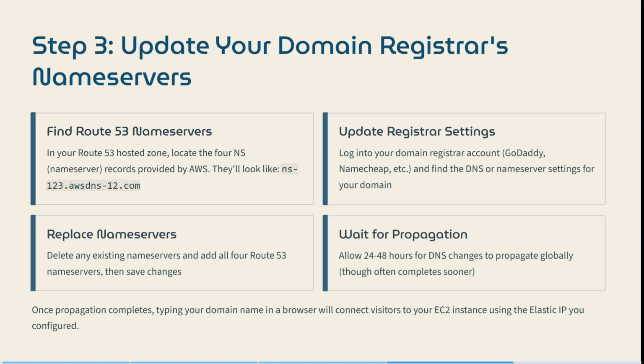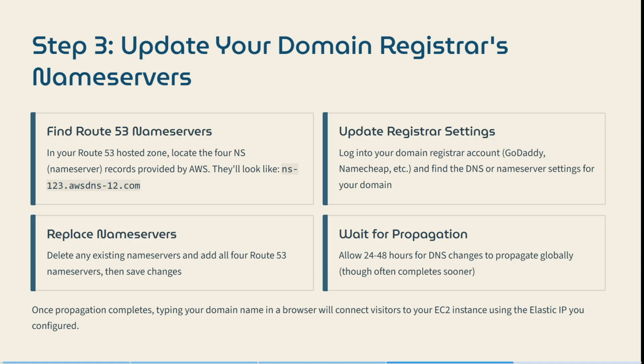Let's go over to step 3. Now you need to update your domain's registrar name servers. So now you need to find the Route 53 name servers. So in your Route 53 hosted zone, you can locate the 4 NS name server records that are provided by AWS. They will look like this. It'll be ns-123.awsdns-12.com, right?